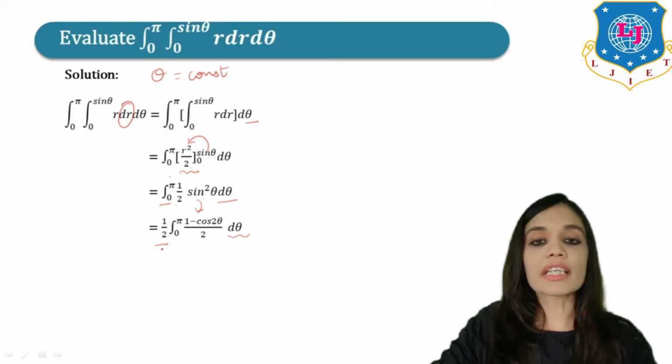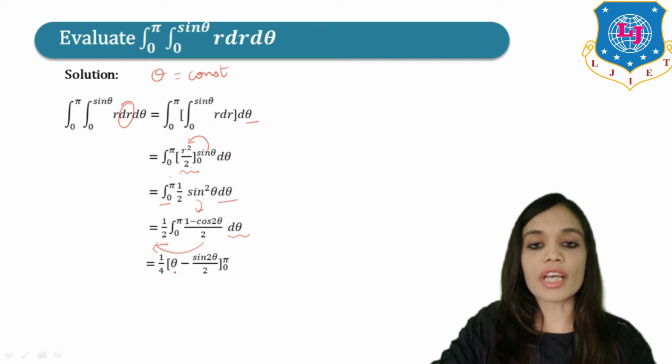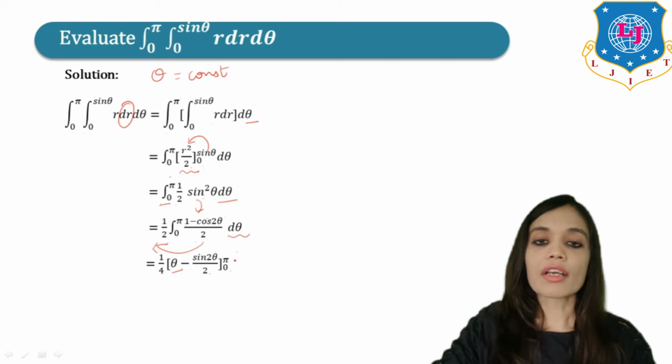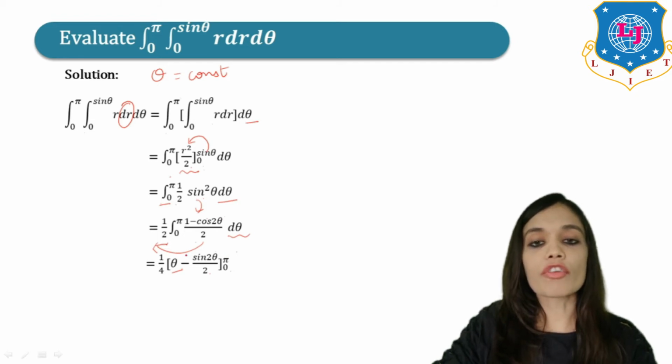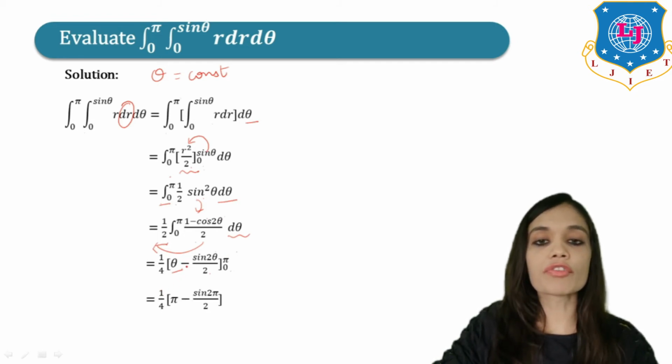Now let us integrate this. So 1 upon 4 we will keep outside, and integration of 1 is theta and integration of cos 2 theta will be what? Sine 2 theta upon 2, and your limits are 0 to pi. Okay, now let us start putting the limit in place of theta, right? Firstly we will put pi. So what we will get?